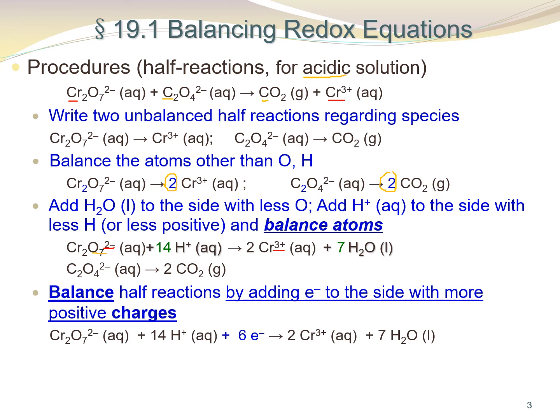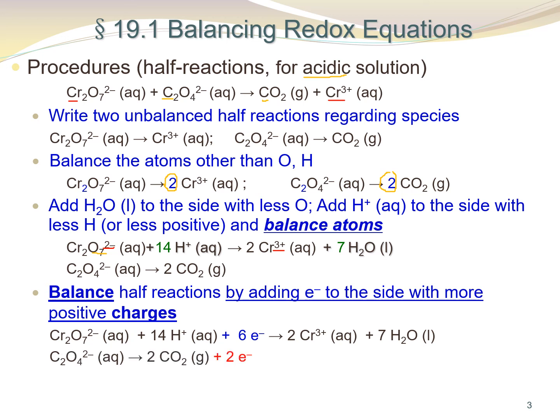All right. As we discussed in the previous slide, we're going to have to add 6 electrons, because by adding 6 electrons, we have a +6 charge on both sides.